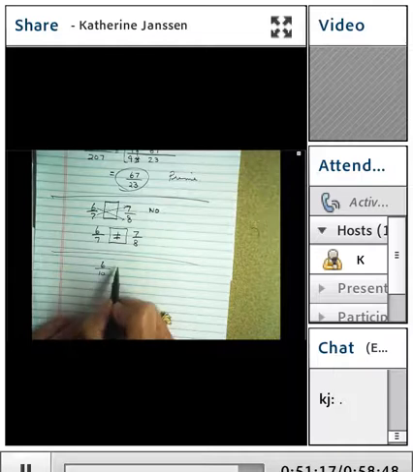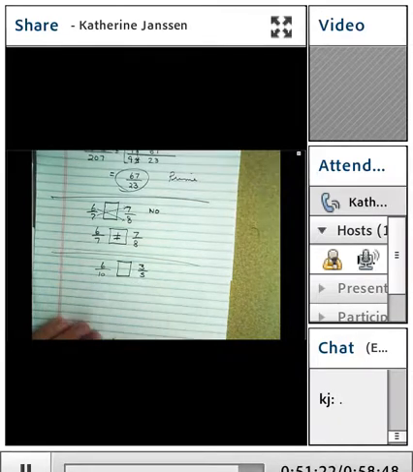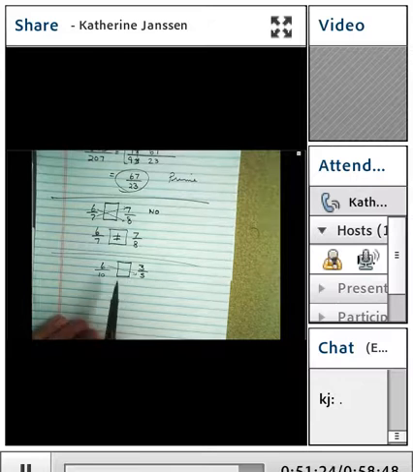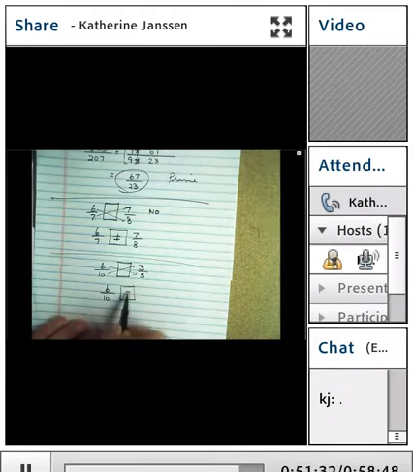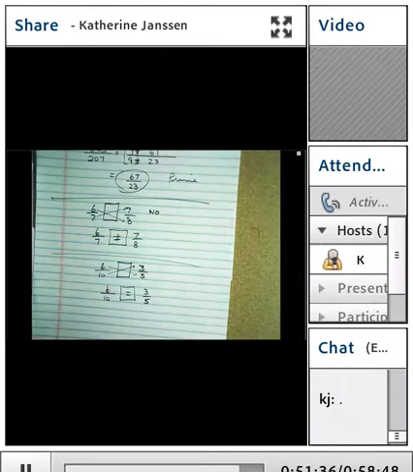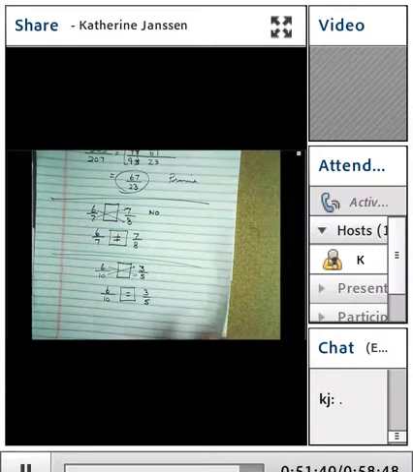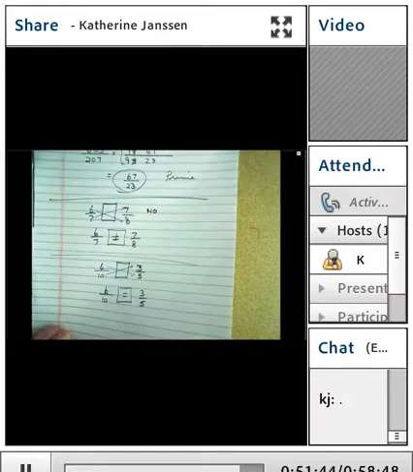6/10, 3/5. The cross products: 6 times 5 is 30, and 3 times 10 is 30. So 6/10 is equal to 3/5. The cross products. Cross multiply. If they are equal, then your two terms are equal. If they're not, then your terms are not equal.